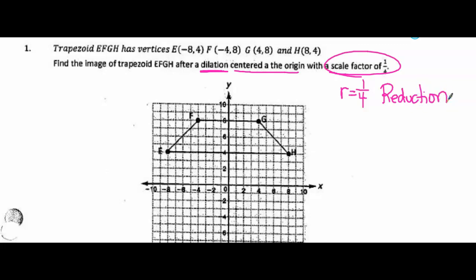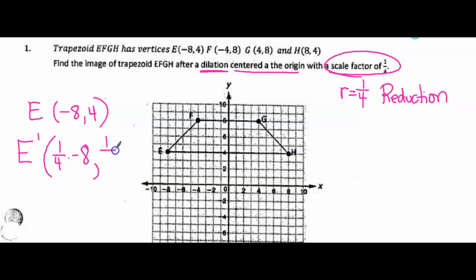You take your original ordered pair E. It is -8, 4. So to find E prime, you're going to take the scale factor 1/4 times -8, and then you're going to take 1/4 and multiply it by 4. When you take 1/4 of -8, you get -2. When you take 1/4 times 4, you get 1. So I now know that E prime is at -2, 1.